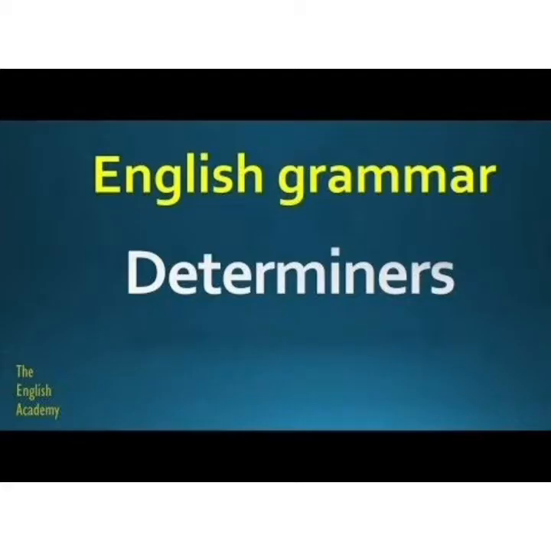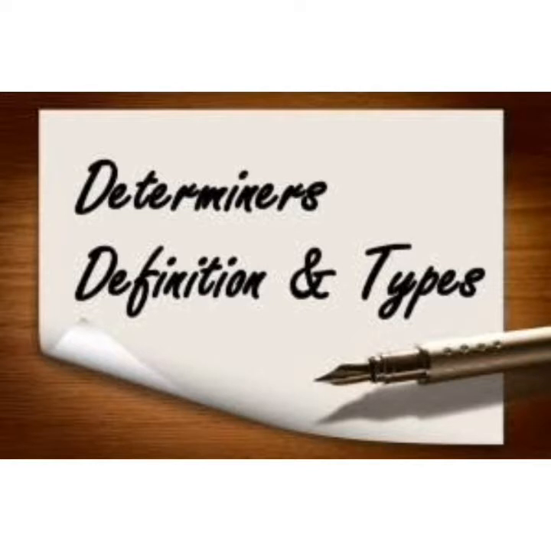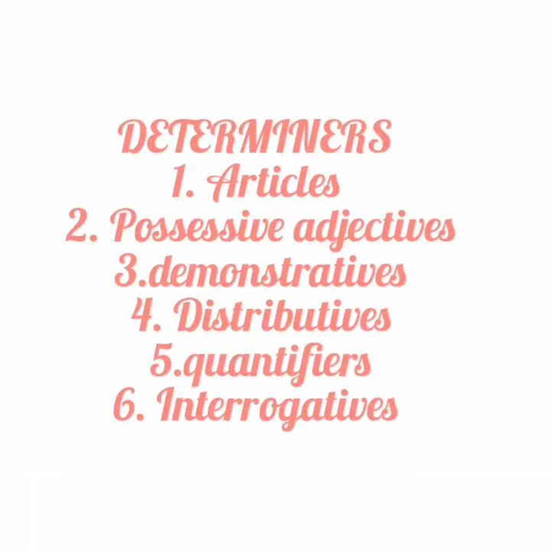In the last class, we learned about determiners, their definition and types. What is a determiner? A word that determines or limits a noun or a noun phrase is a determiner. What are the types of determiners? Articles, possessive adjectives, demonstratives, distributives, quantifiers and interrogatives. In the last class we saw about articles briefly. In today's class, let's see the other types of determiners briefly.